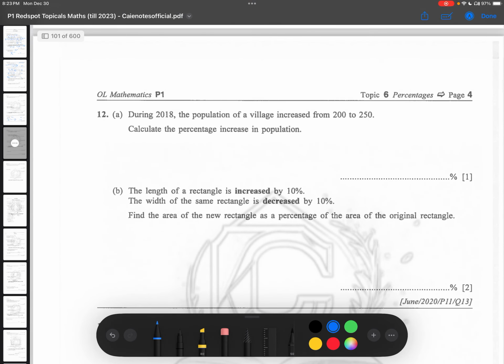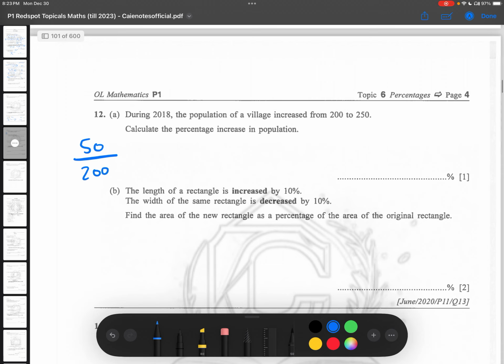Now question number 12, it says part A, during 2018 the population of a village increased from 200 to 250. Calculate the percentage increase in population. So the increase in the population is 50, and this 50 has come from 200. We need to calculate the percentage of this fraction. Two zeros get cancelled. 50 upon 2 is 25. So this is equal to 25%.